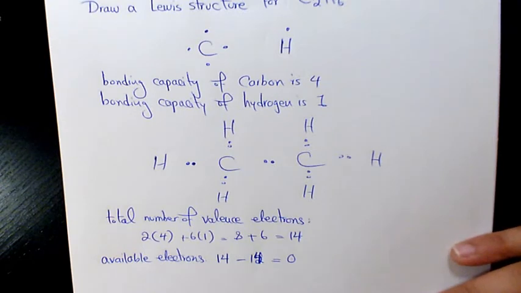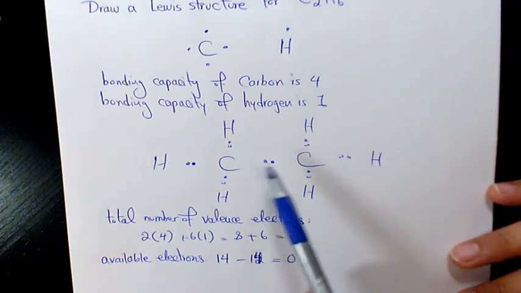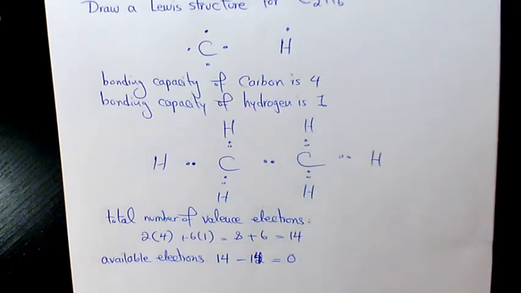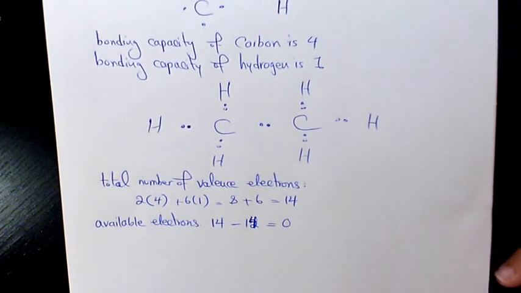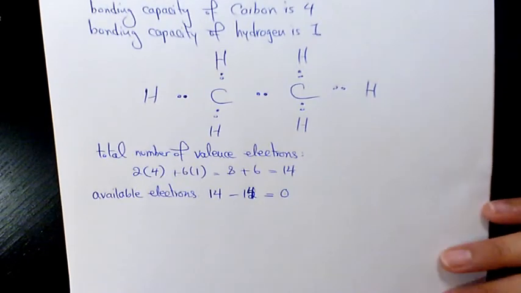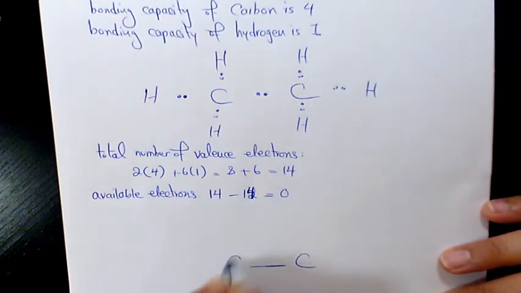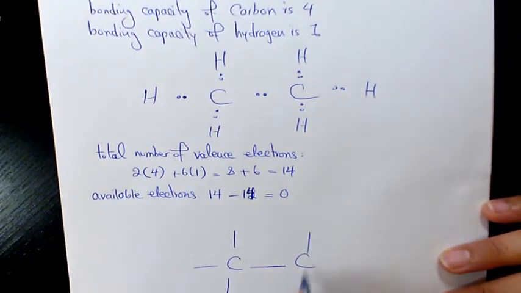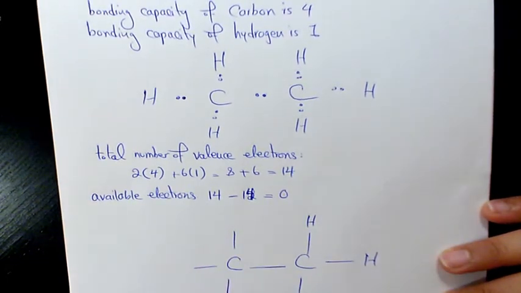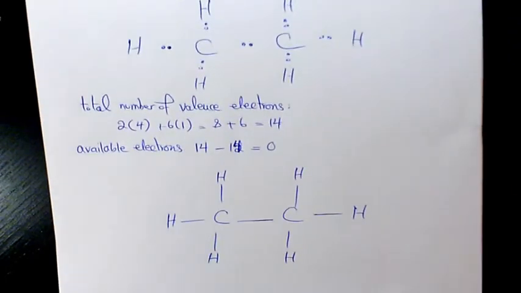And we have the octet rule for the carbon: 2, 4, 6, 8 for this carbon, 2, 4, 6, 8 for the other carbon. So we have the octet rule for the carbon, so we can place the dash for each shared electron. So that's going to be the Lewis structure for ethane.